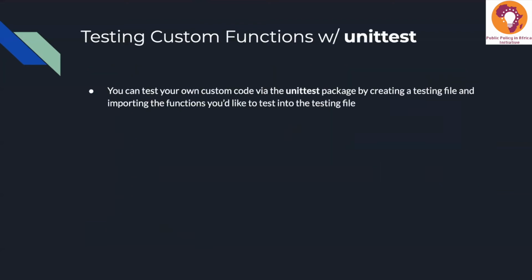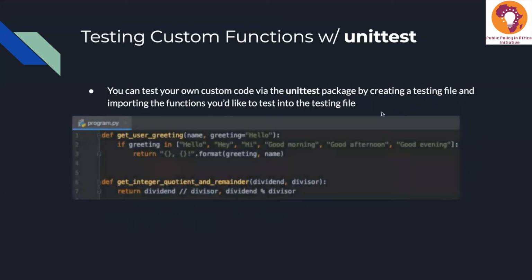All right, so now we're really going to get into the meat of it, testing our own custom functions with unit tests. So you can test your own custom code via the unittest package by creating a testing file and importing the functions you'd like to test into the testing file. In this particular case, this is basically what I was just talking about on the previous slide.